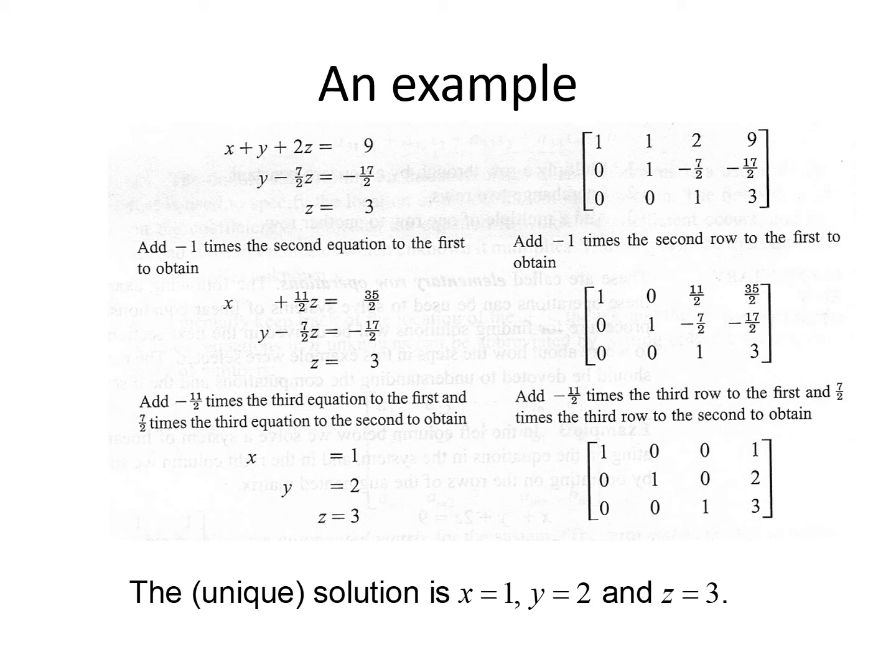For further simplification, we again apply the add operation, in order to make that element 0. So if you multiply the third equation by minus 11 upon 2 and add it to row number 1, we will obtain x equal to 1, y equal to 2, z equal to 3. So finally we obtain the solution, that is a unique solution: x equal to 1, y equal to 2, and z equal to 3.